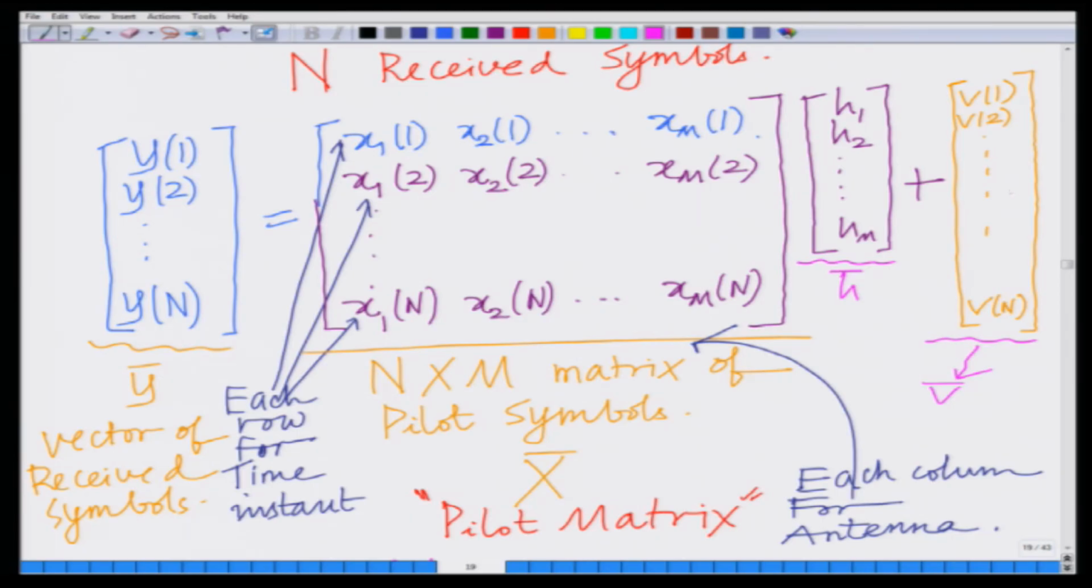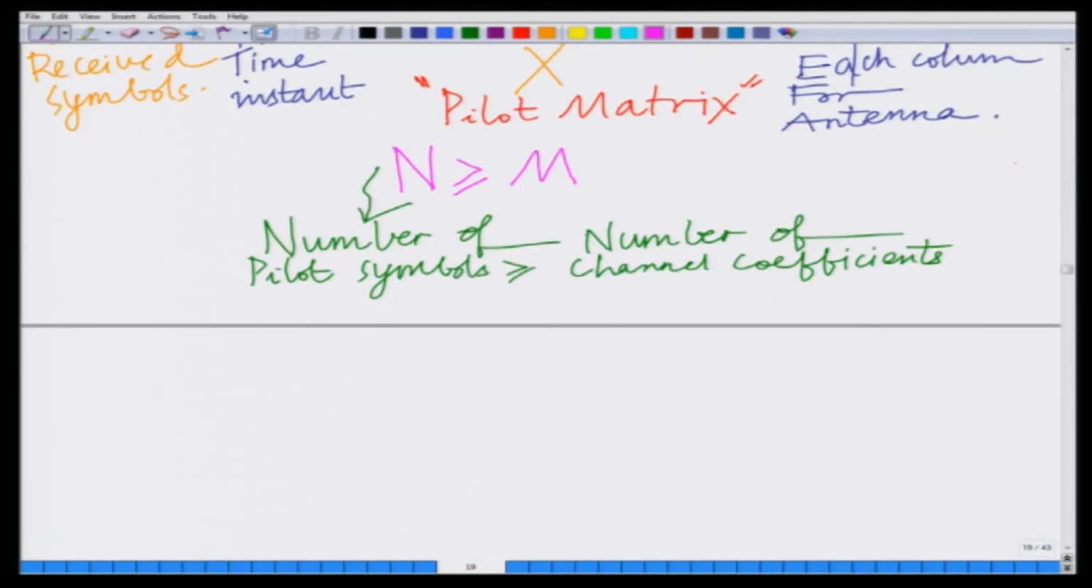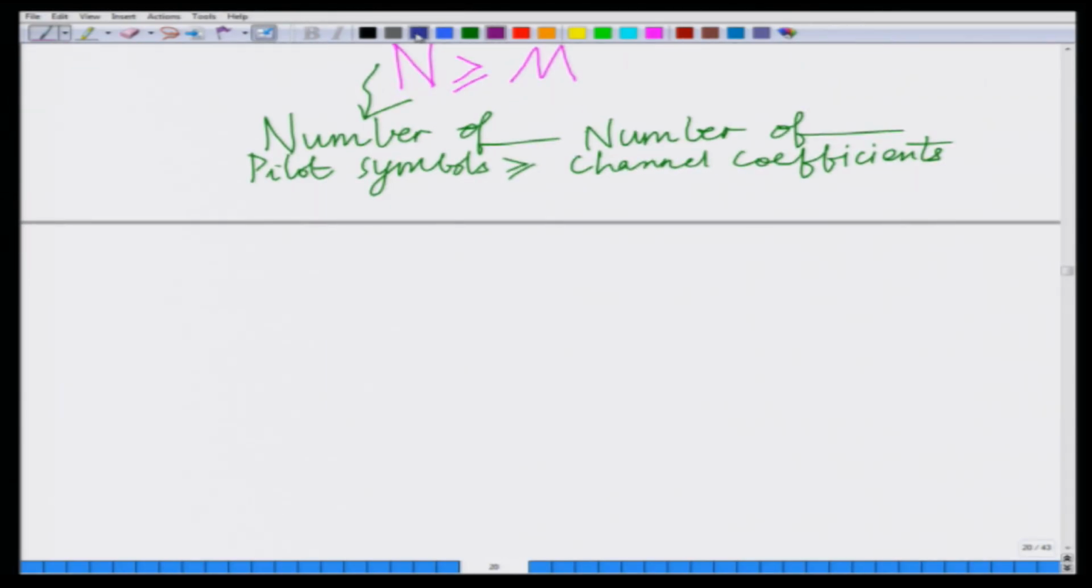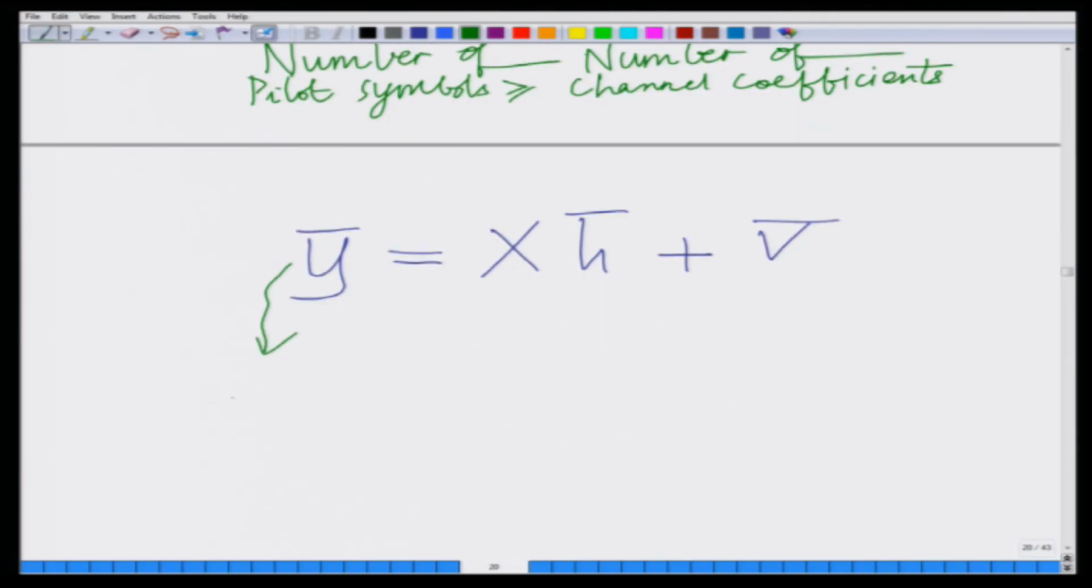And now, therefore, if I write this entire thing together succinctly in the vector notation, let me write that clearly, because this is important to understand. Understanding this is very important, because we are going to use this notation going forward in vector parameter estimation: y bar is equal to X h bar plus v bar, where again for the sake of clarity let me define these things.